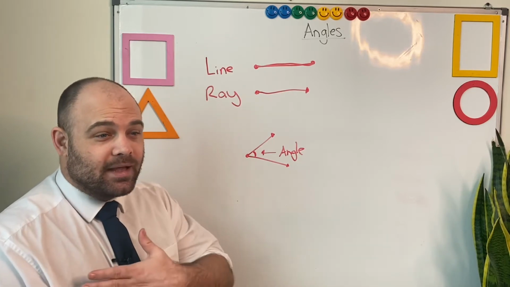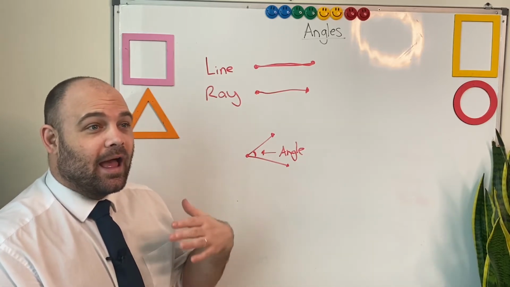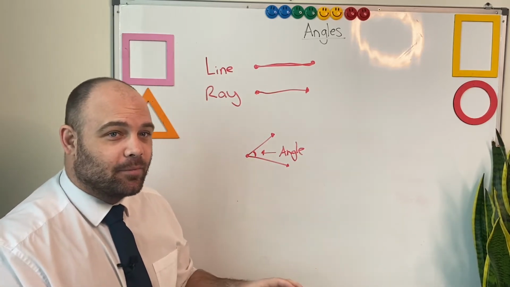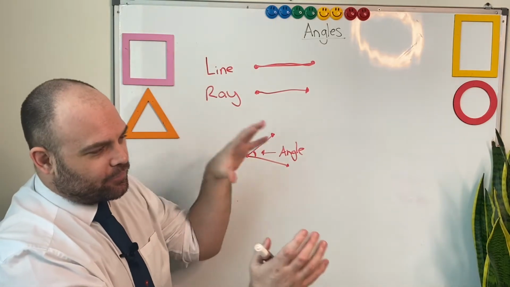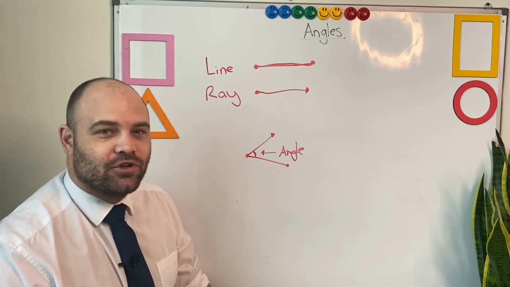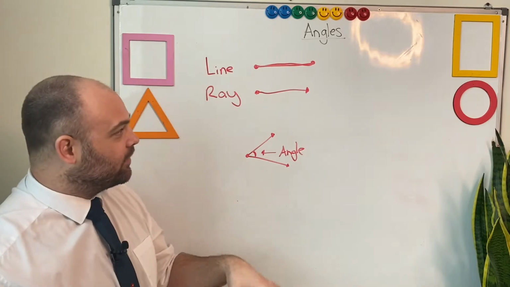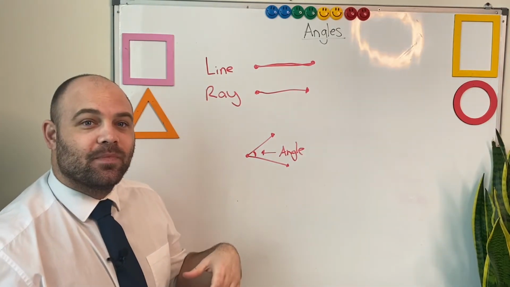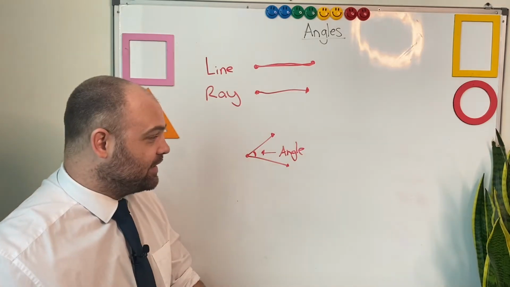So it means that it's very easily divisible, and it means that it's a really easy number to work with. So the mathematicians, when they first came up with this way of dividing a circle up into degrees, they chose the number 360, and that's why we work with circles that are split up into 360 degrees.